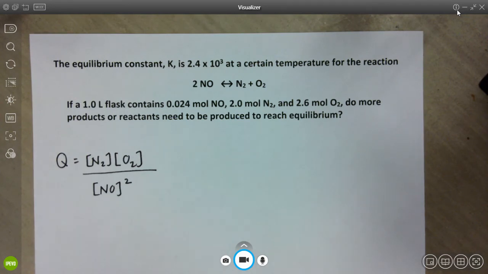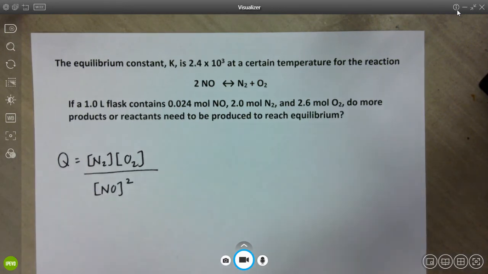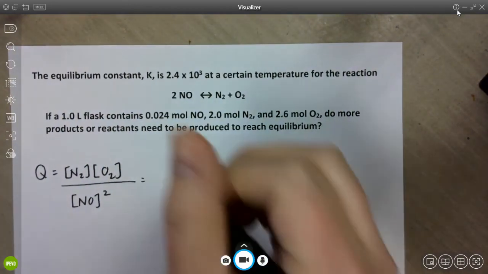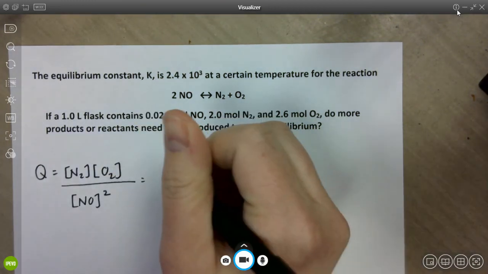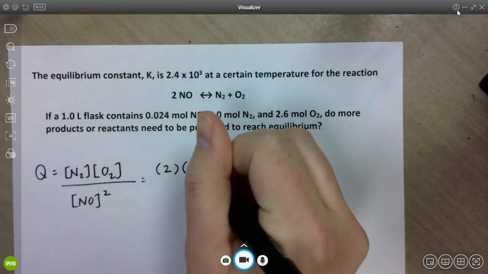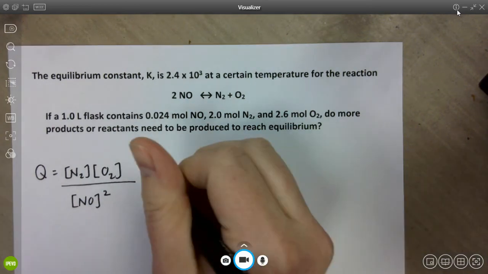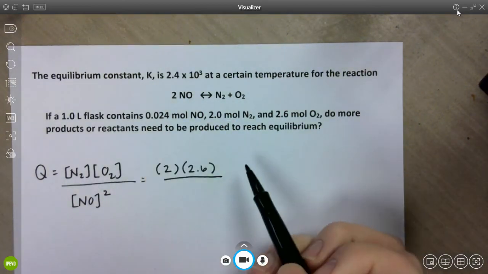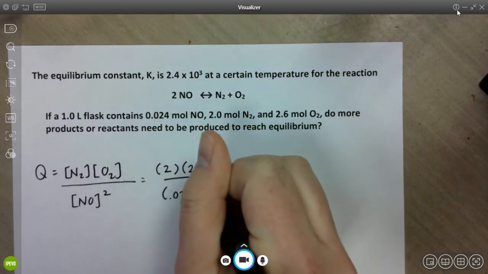So remember, this expression for my quotient is exactly the same as my equilibrium expression for any other type of process that we do. And then what we're going to do is put our numbers into our concentrations here. Now this is a 1 liter flask, so we don't need to do any division. So my concentration of N2 is going to be 2. Concentration of O2 is 2.6. And I know, for some of you, it's going to bother you that you aren't putting in units here. You are just going to have to get over it. Then we're going to divide it by my concentration of NO, and we're going to square that. So it's going to be 0.024 squared.